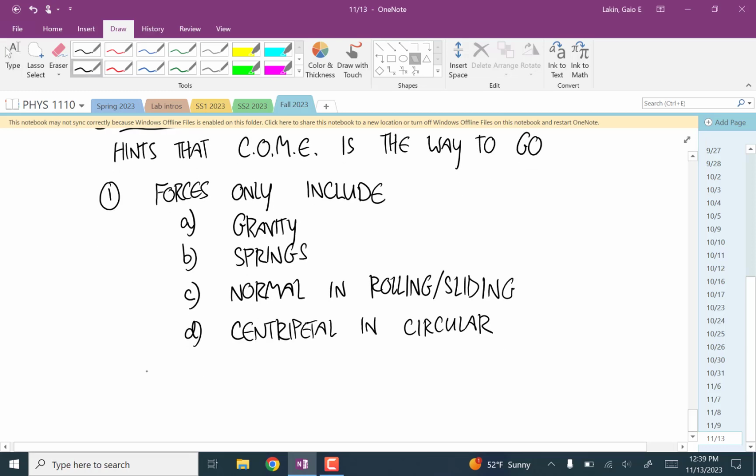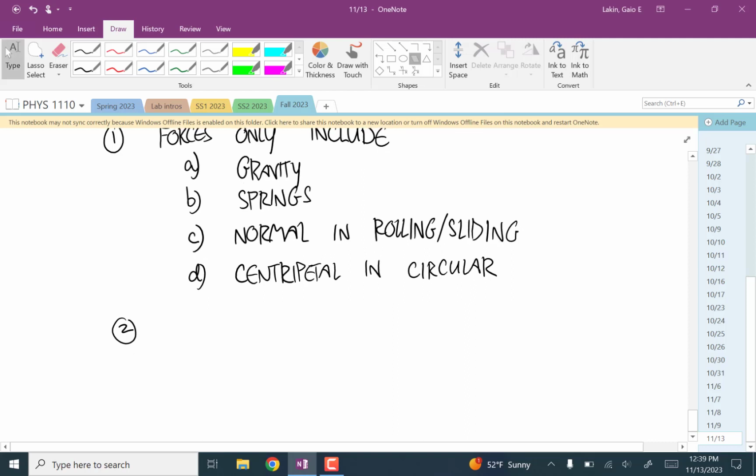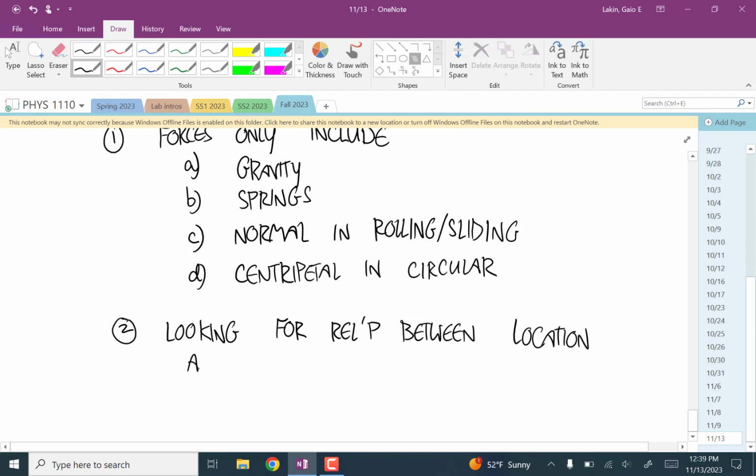And then the second hint that you should use is notice that conservation of mechanical energy problems always relate an object's location to its speed. Okay? How fast is this thing moving at the top of the hill? How far down the hill can this thing go and have a certain speed? So you can only use this if you're looking for a relationship between an object's location and the object's speed.